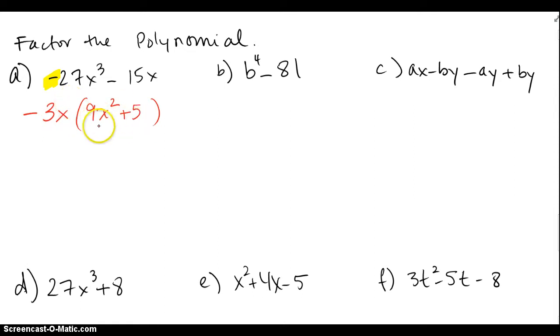Now 9x squared plus 5 does not have any more GCFs in common, and it cannot be factored any further, so we are done with that one.